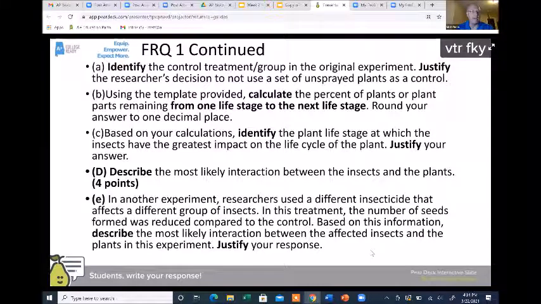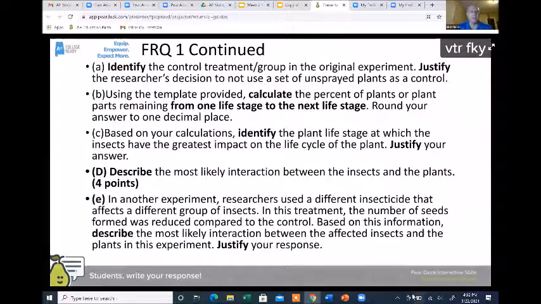So the only difference between my control group and my experimental group should be that one variable, the insecticide. I don't want water to be another difference. That's really what they wanted you to talk about in the justification part of part A. Let's go ahead and look at part B. It says, using the template provided, calculate the percent of plants or plant parts remaining from one life stage to the next life stage. Round your answer to one decimal place. They're always going to be that exact with the wording.